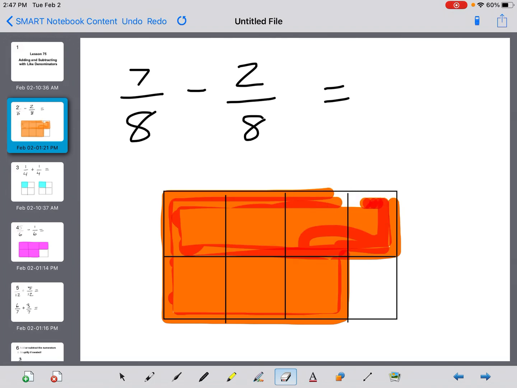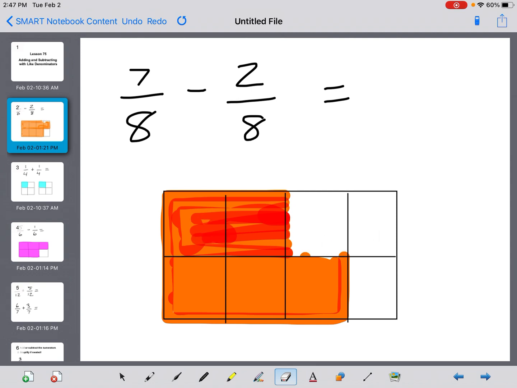Well, if we don't even look at the numbers and we just look at the picture of the chocolate bar, I have 7/8 colored in. And, oh no, that looks weird. Well, hopefully you can figure out what's happening. I'm not really sure what this is doing. You get the idea though.